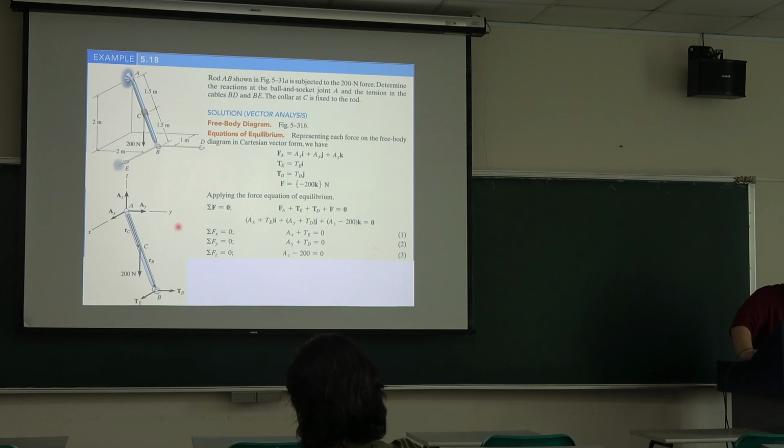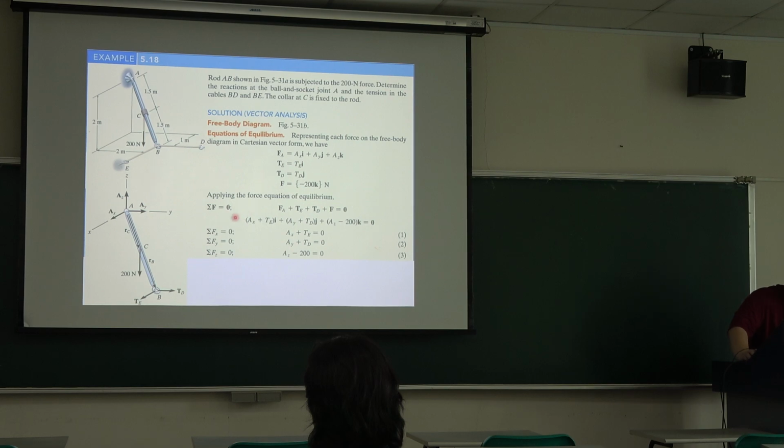The same concept is used for the tension forces TE and TD. So TE is parallel to the x-axis, so we use TEi, and TD is parallel to the y-axis, so we use TDj. And the force is here. The force is equal to 200 Newton, and the direction is negative, so we use negative 200k Newton.